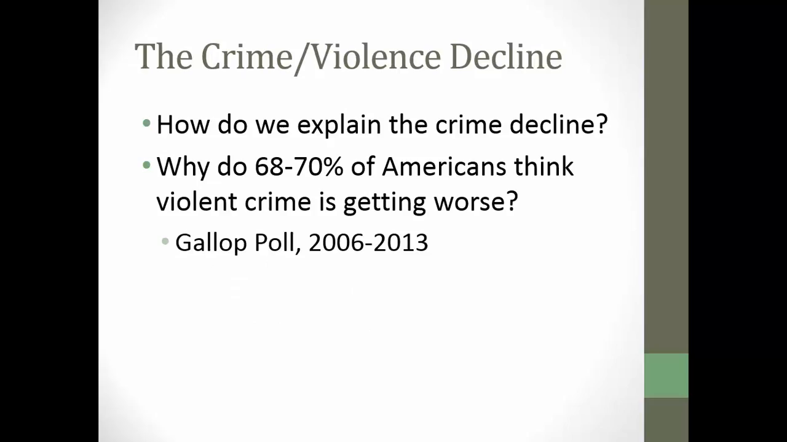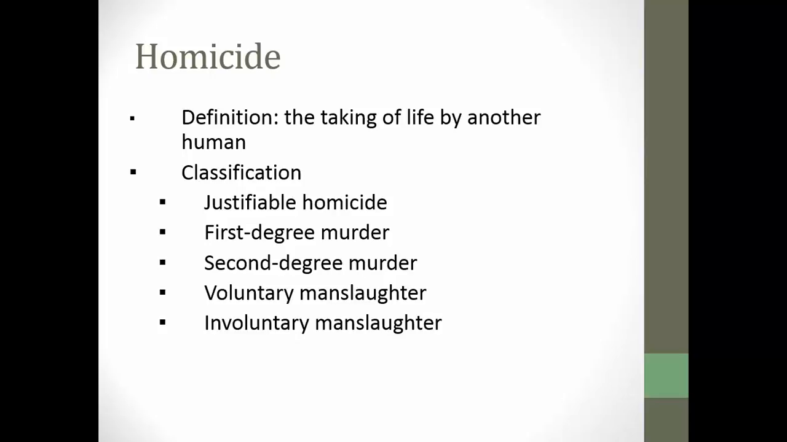All right, so we'll talk a bit, starting with homicide, about specific kinds of crimes. Homicide, by definition, is taking somebody else's life. And note that not all homicides are criminal homicides. For example, if you're defending your own life, you have the right to kill somebody else to save your life or somebody else's life. That would be an example of justifiable homicide.